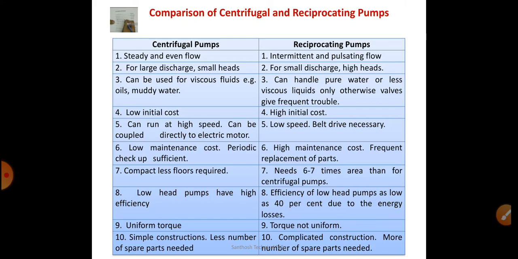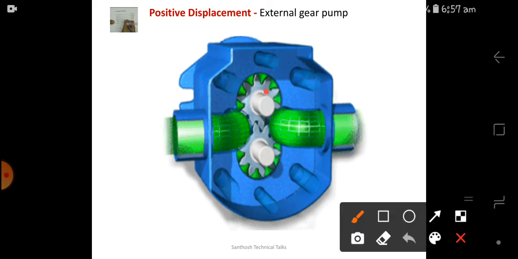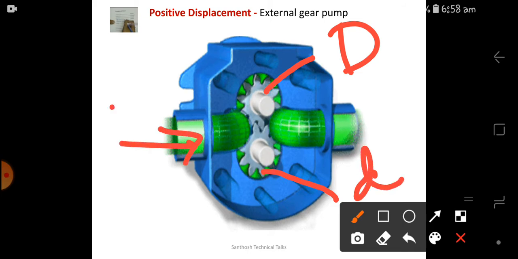So we know that the centrifugal pump is a dynamic pump, and the reciprocating pump is a positive displacement pump with a piston cylinder arrangement. Next we are going to discuss some of the positive displacement pumps with a single rotor as well as multi rotor. Here you are seeing the external gear pump. It is a multi rotor kind of pump. We have two gears, a driver and a driven gear, and say this is the suction and this is the delivery.